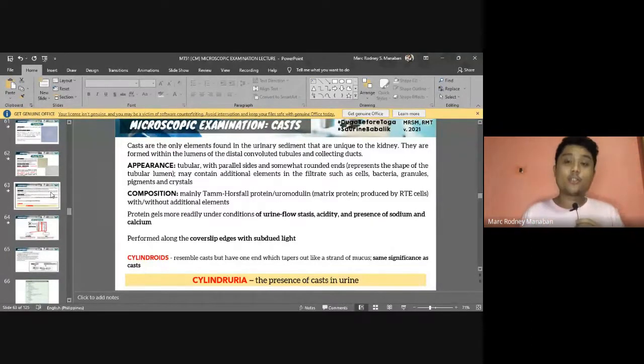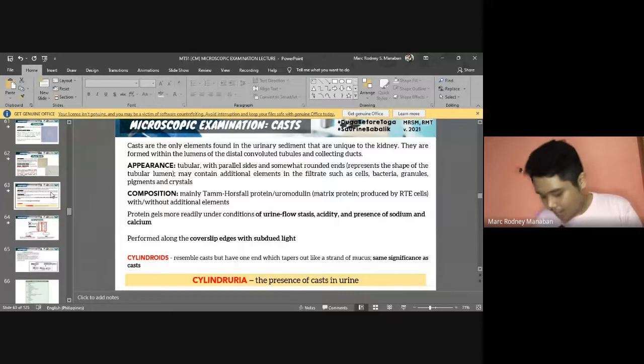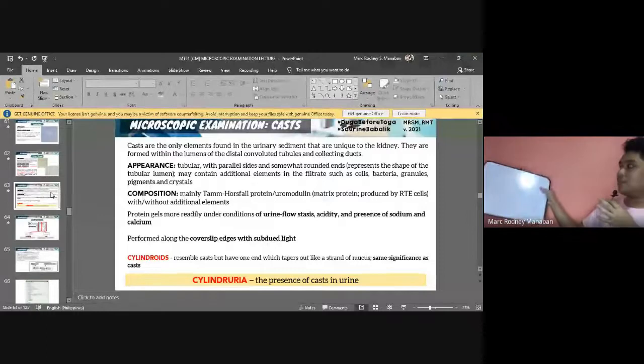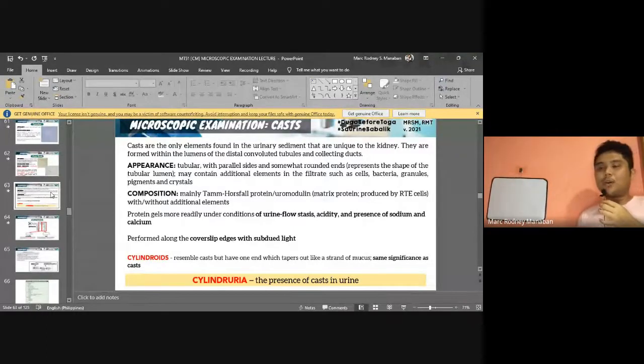Now, what is the appearance? Of course, it's tubular. It's cylindrical in shape, and its sides are parallel. Actually, it takes the shape of the tubule where it is formed. So if it is formed in the distal convoluted tubule, it takes into consideration the shape of the tubule. If the tubule is narrow, the cast will also be narrow. If the tubule is wide, the cast will also be wide. If the tubule is convoluted, meaning it has twists and turns, the cast will also have those twists and turns, because it follows the shape of the tubule.